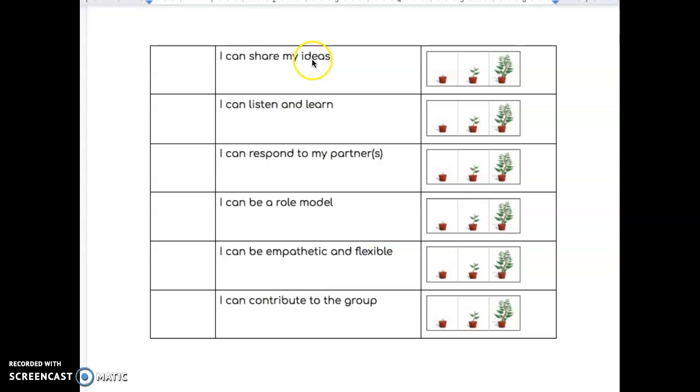I can share my ideas. I can listen and learn. I can respond to my partner or partners. I can be a role model. I can be empathetic and flexible. I can contribute to the group.